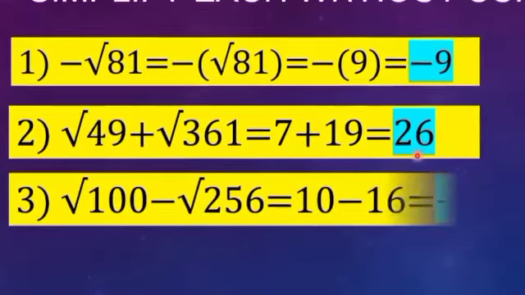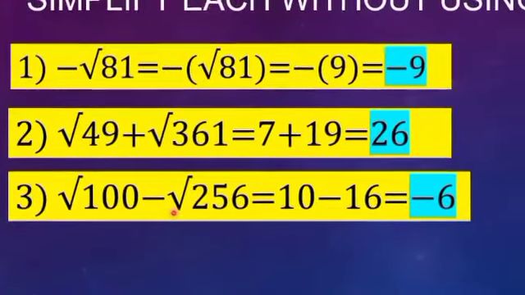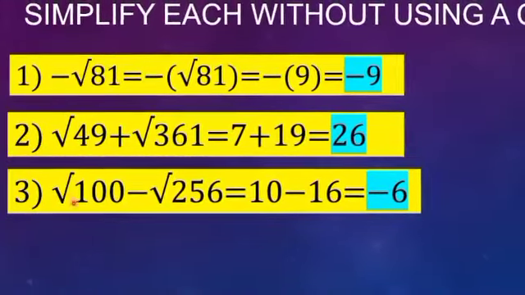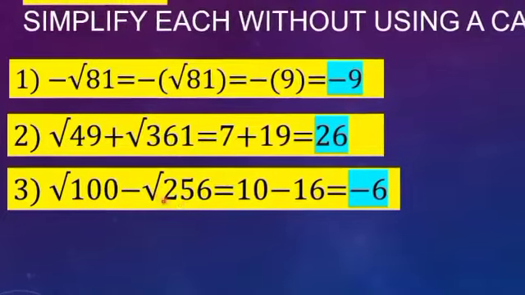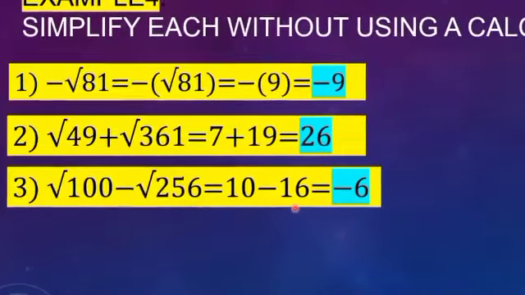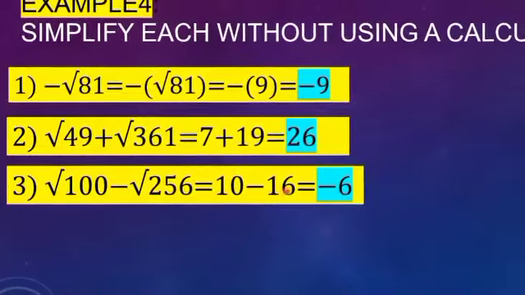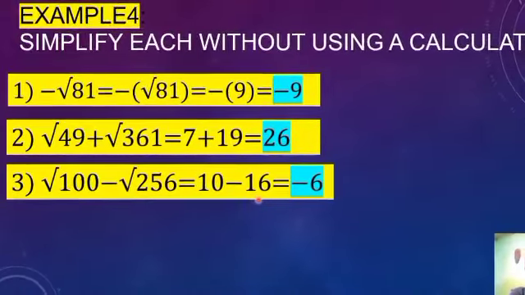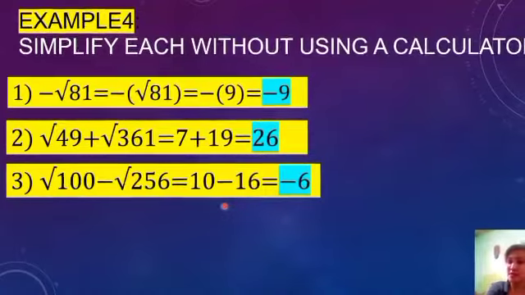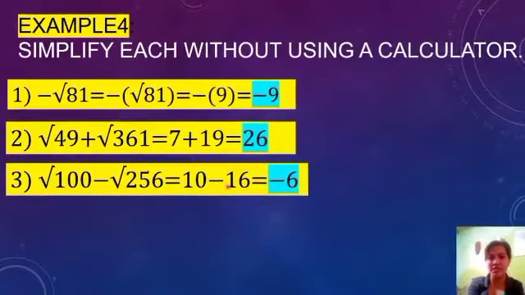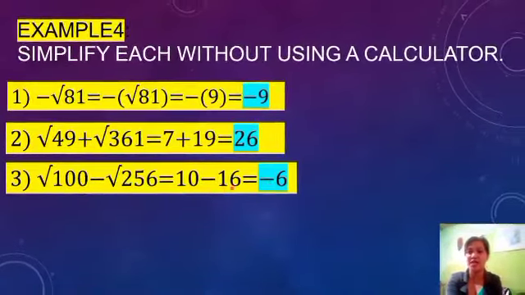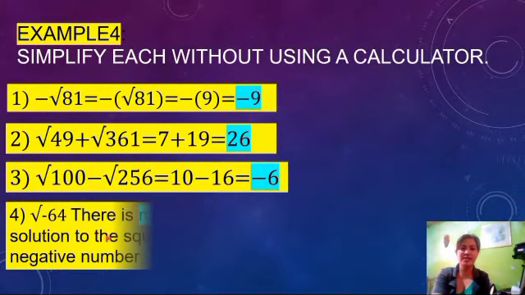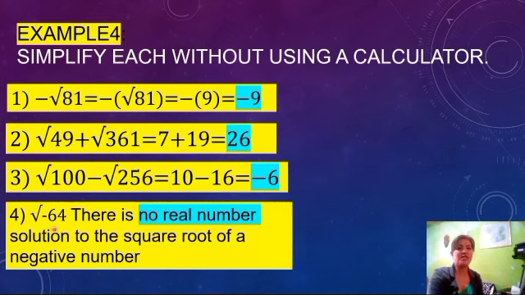Next, square root of 100 minus square root of 256. Square root of 100 is 10. Square root of 256 is 16. So, since we are subtracting integers, so 10 minus 16, follow the rules of signed numbers, diba? Mas malaki yung 16, so i-adapt natin yung sign. So, negative 6.